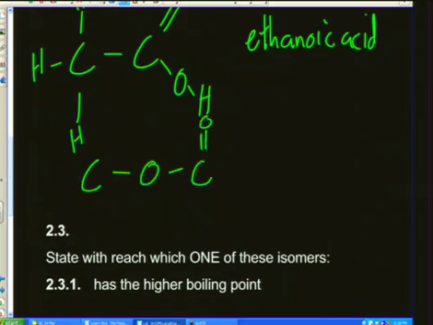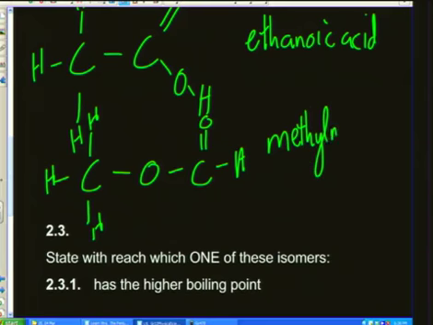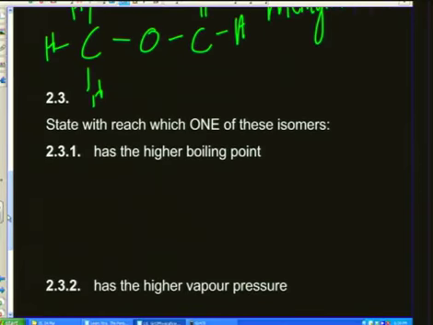Here we go. And we're going to call this 2 bonds, 2 bonds, 3 bonds over there, and there we've got it. This is going to be called methyl methanoate. Okay? This is an ester, the isomer of the carboxylic acid. Right. State with each one, which one of these isomers has the higher boiling point.